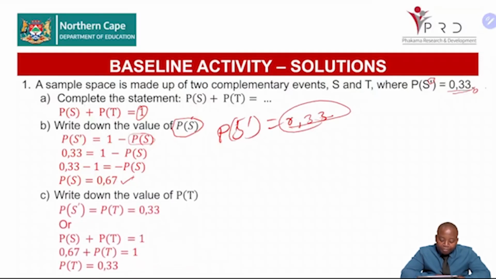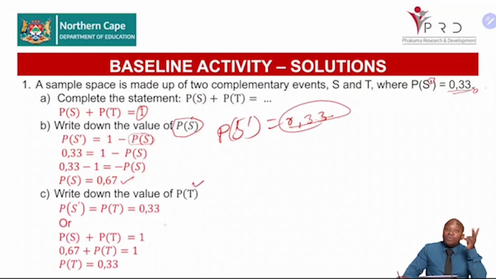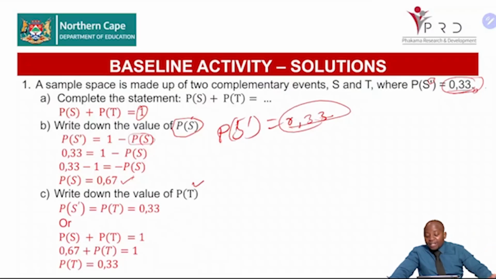Write down the value of the probability of T occurring. Okay, remember we only have two events, so it is going to be the probability of not S occurring. In simple terms, if S is not occurring at 0.33, what's going to occur at that point? We are going to have T occurring. Let me explain it again. If I'm saying the probability of S not occurring, I have only two events, S or T. So if S is not occurring at 0.33, then what's going to occur? Because something must occur, obviously T must occur. So that's what we are looking at when we say these are complementary events.